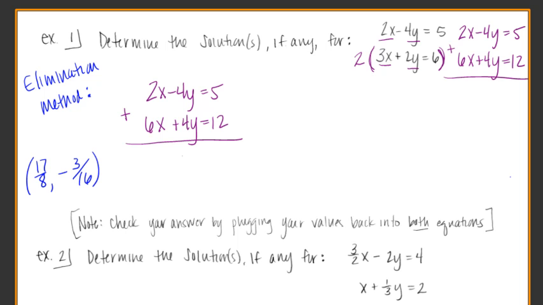You don't always have to add. You can subtract if you want to, but 2x and 6x is 8x. Negative 4y plus a positive 4y, the y's go away. And then 5 plus 12 is 17. So finishing this out, we get x to be 17/8. That's really good because that was the exact same x value we got with the substitution method. Okay?